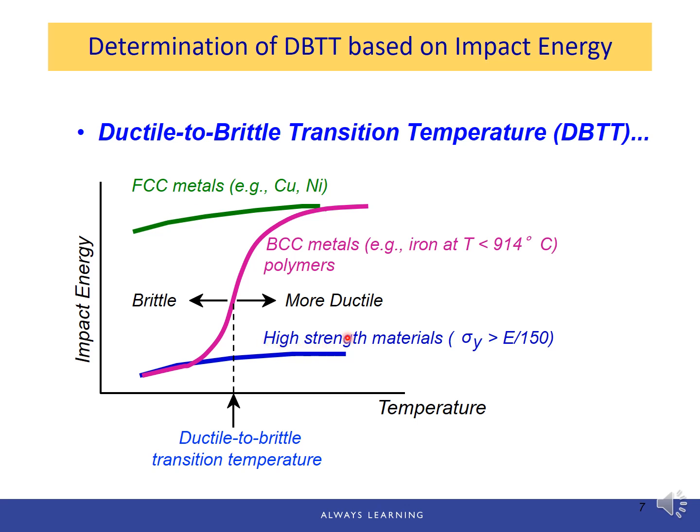And also for high strength materials. High strength materials are defined as materials that have a yield strength above the Young's modulus divided by 150. If that relation is satisfied, we say this material is a high strength material. For high strength materials, the impact energy is also relatively insensitive to the temperature, and doesn't change too much with the temperature. However, these materials are also very brittle because you can see how low the impact energy for those materials is. And the characteristic ductile to brittle transition is represented by this middle curve, and this behavior is typically found in low strength steels that have the BCC crystal structure, and also in polymers.